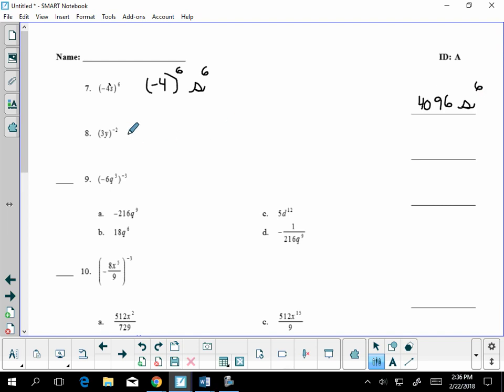On number 8, you take and apply the negative 2 to everything on the inside of those parentheses. And again, we can't have negative exponents. So it's going to be 1 over 3 squared, which is 9.